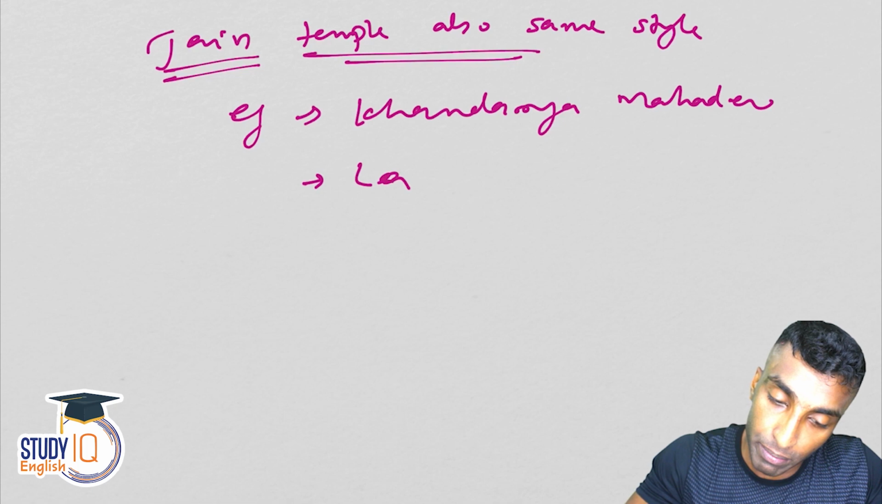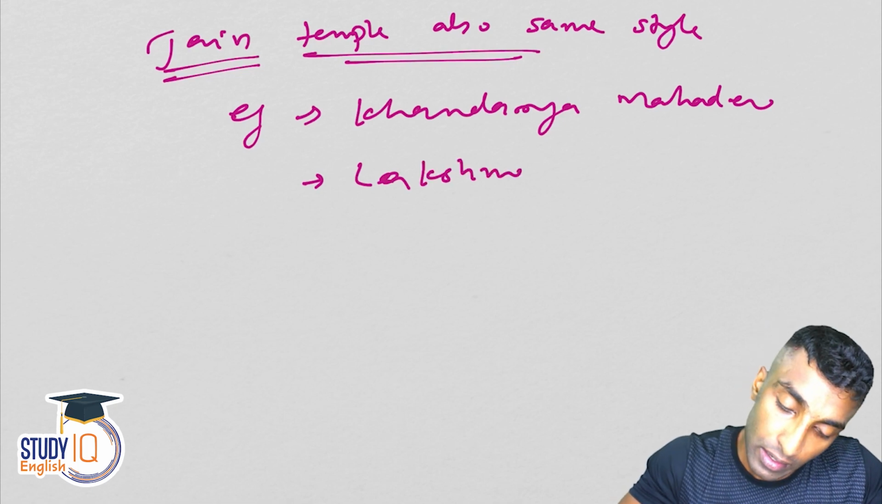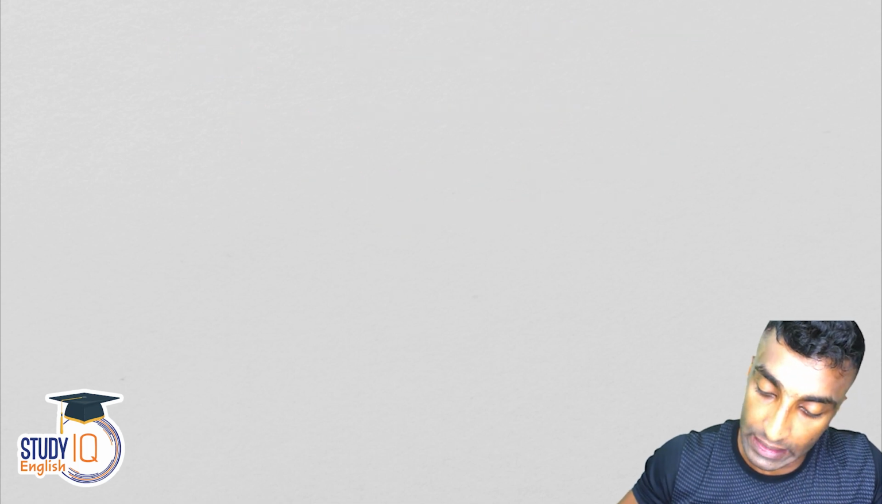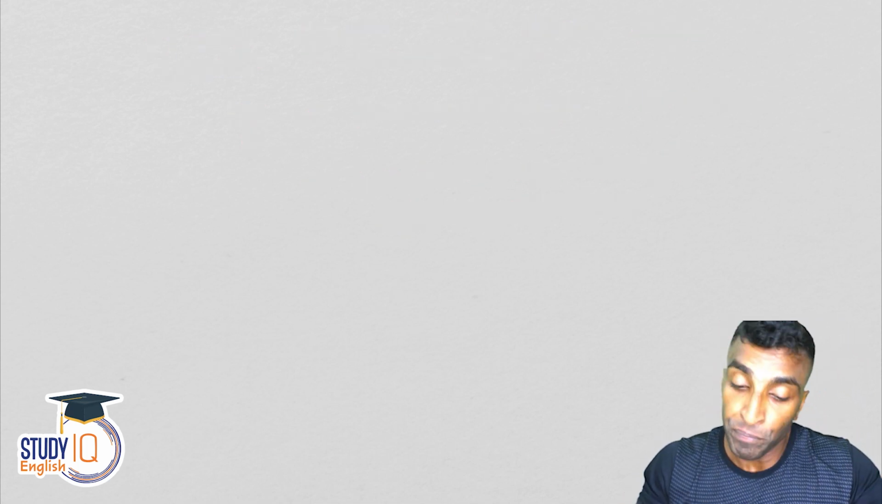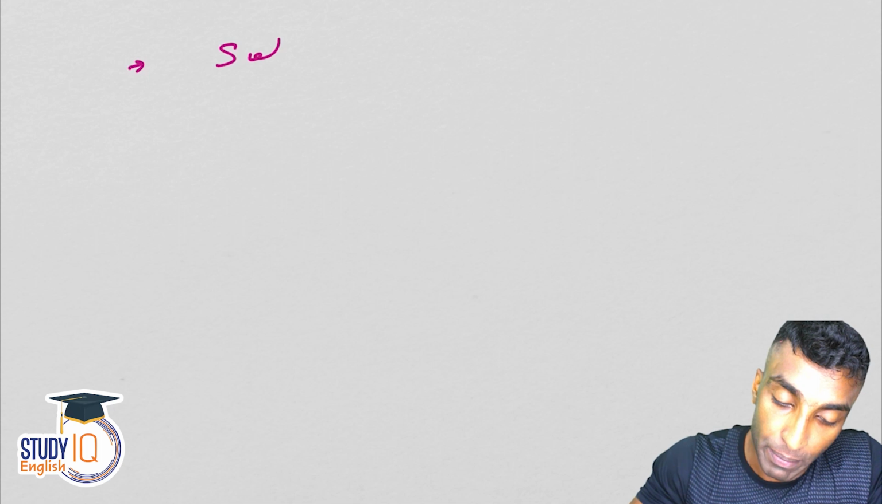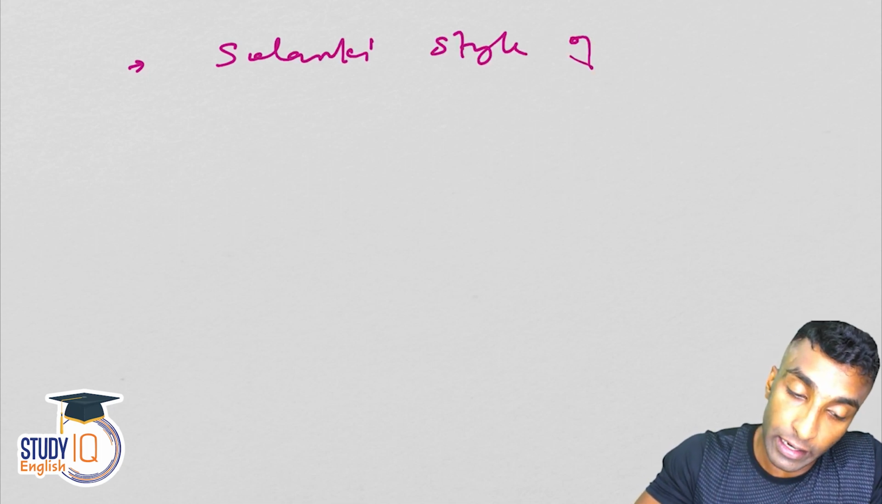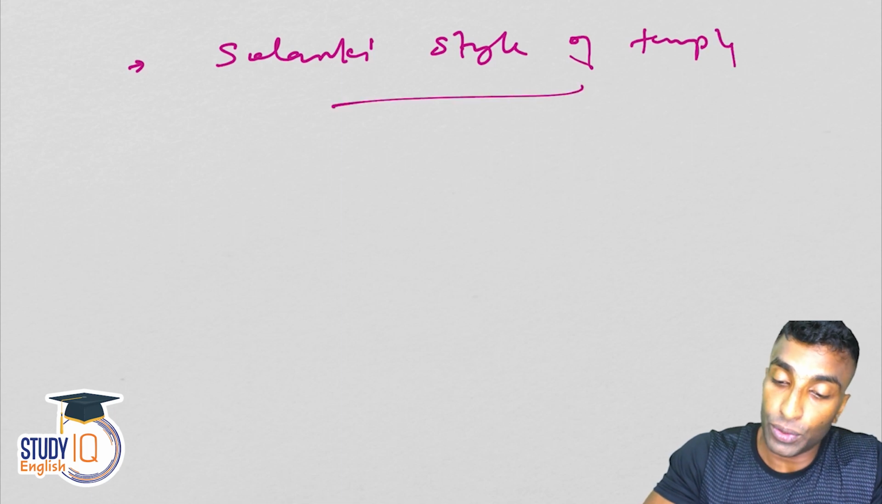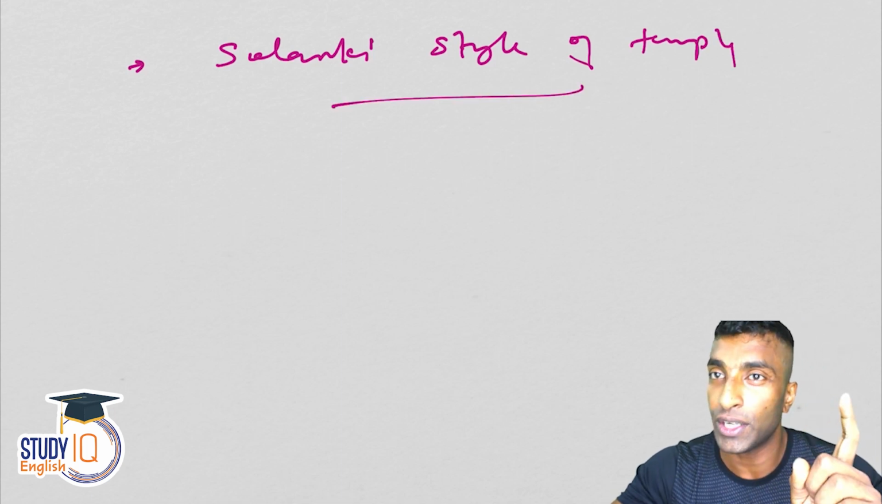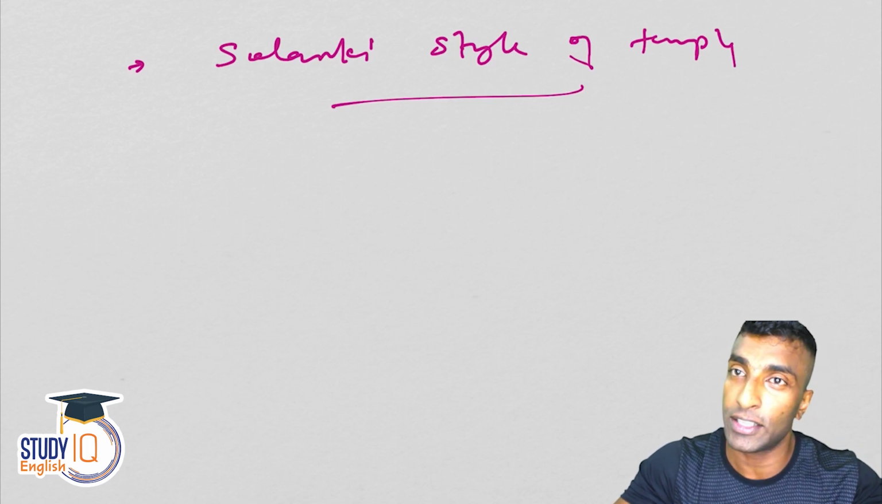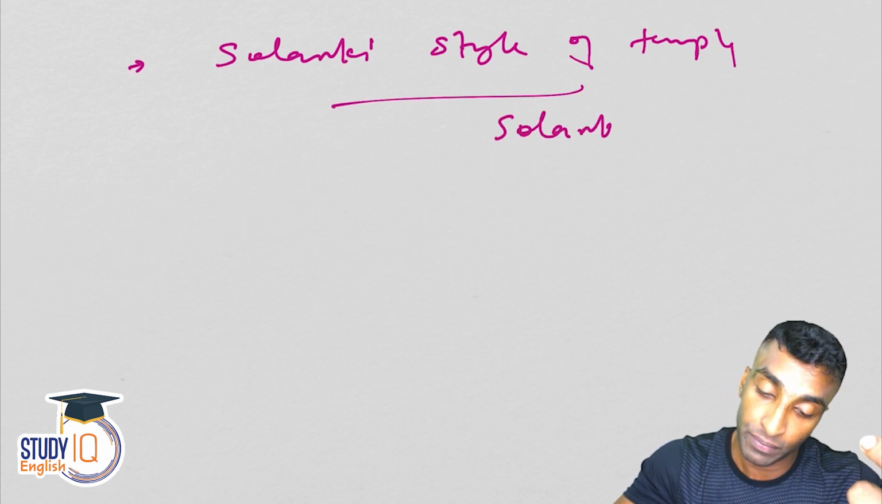Okay, and then Lakshman temple. Both are in Khajuraho. Lakshman temple. So these are two examples that you can talk about. Now next one, Solanki style of temple architecture. Solanki style of temple. So this is Gujarat. So first Odisha, then Khajuraho, meaning the Chandela style, and then the Solanki style.